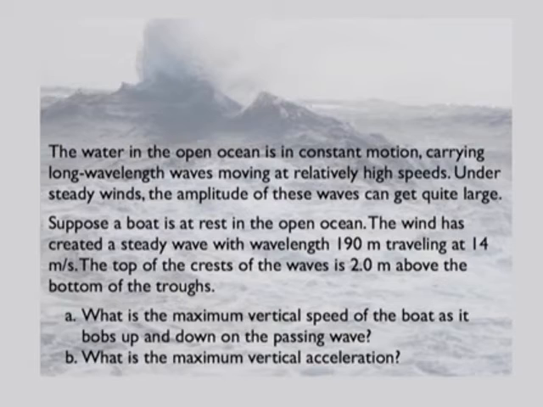The open ocean is in constant motion, carrying long wavelength waves moving at relatively high speeds. Under steady wind, the amplitude of these waves can get quite large. Suppose a boat is at rest in the open ocean. The wind has created a steady wave with wavelength of 190 meters, traveling at 14 meters per second. The top of the crest of the waves is 2 meters above the bottom of the troughs.